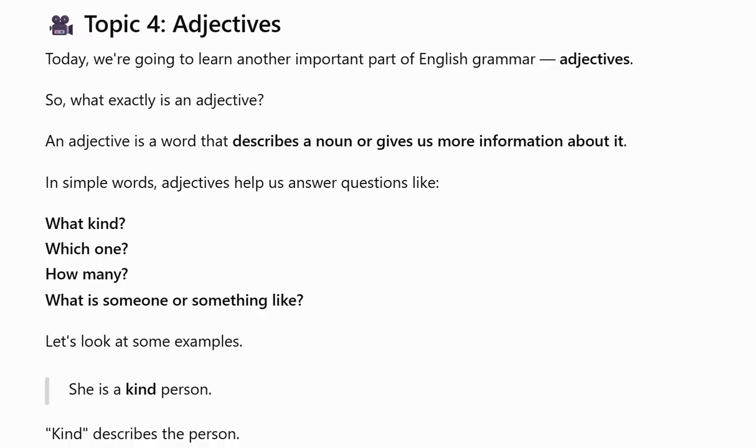So, what exactly is an adjective? An adjective is a word that describes a noun or gives us more information about it. In simple words, adjectives help us answer questions like what kind, which one, how many, what is someone or something like. Let's look at some examples.